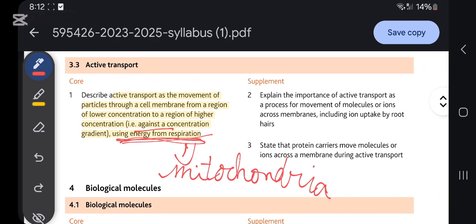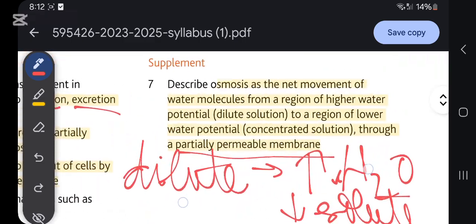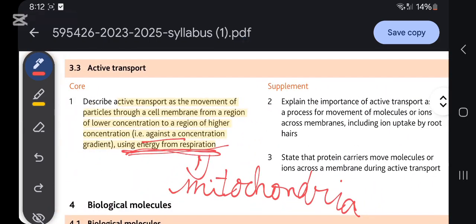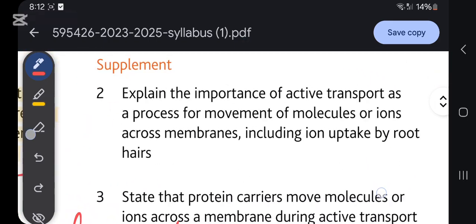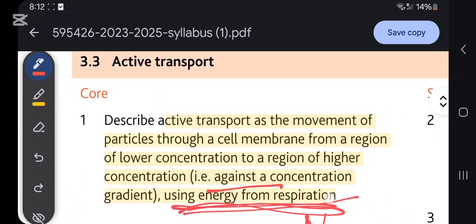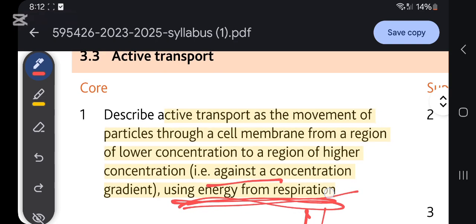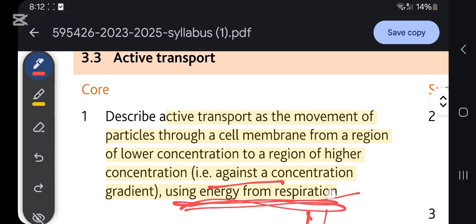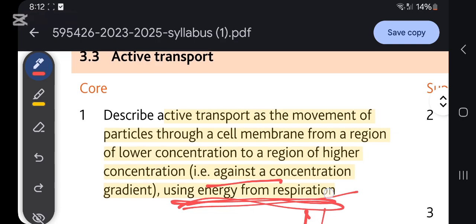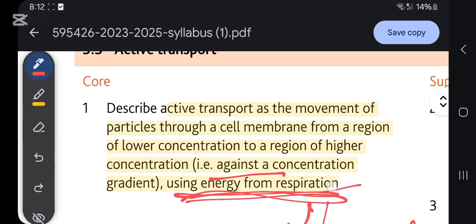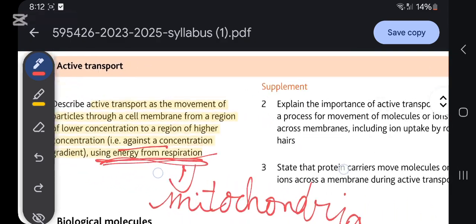Active transport is basically very simple, but remember, it's the opposite of diffusion and osmosis. It happens from lower to higher, and it is against a concentration gradient, not down a concentration gradient like over here. It uses energy from respiration, very important. Remember that active transport always requires a cell membrane, and so does osmosis always require a partially permeable membrane. Diffusion does not require a membrane. Imagine that when you spray perfume in the room, it diffuses from a region of high concentration to low concentration and eventually spreads in the room. Was there a cell membrane over there? No. So diffusion does not require a cell membrane.